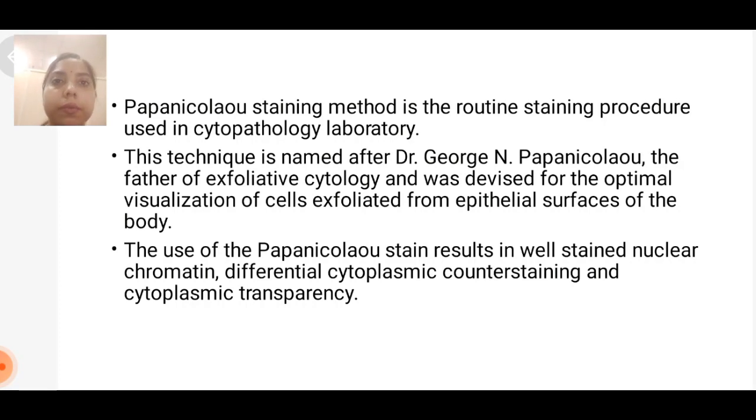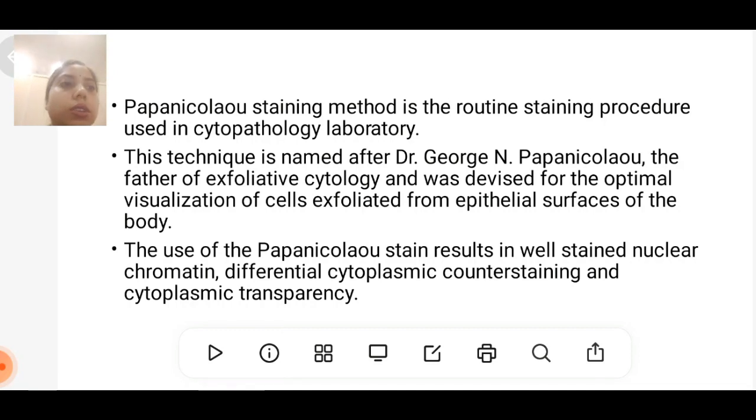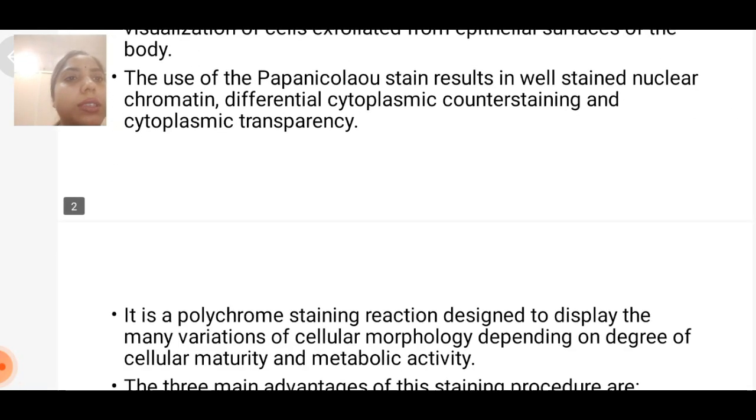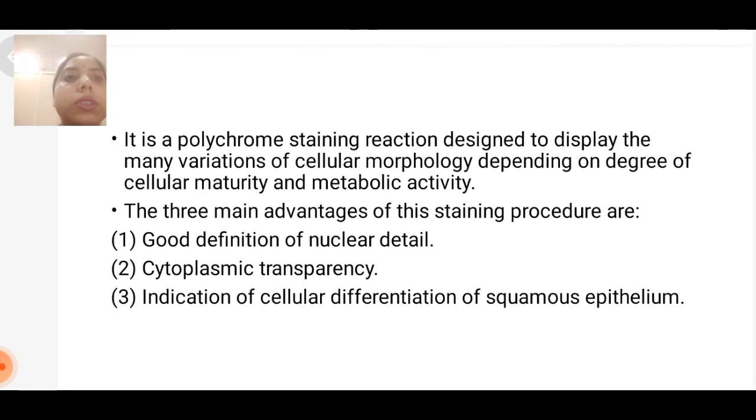surfaces of the body. The use of the Papanicolaou stain results in well-stained nuclear chromatin, differential cytoplasmic counterstaining and cytoplasmic transparency. It is a polychrome staining reaction designed to display the many variations of cellular morphology depending on degree of cellular maturity and metabolic activity. The three main advantages of this staining procedure are: a good definition of nuclear staining, very nice cytoplasmic transparency, and indication of cellular differentiation of squamous epithelium.